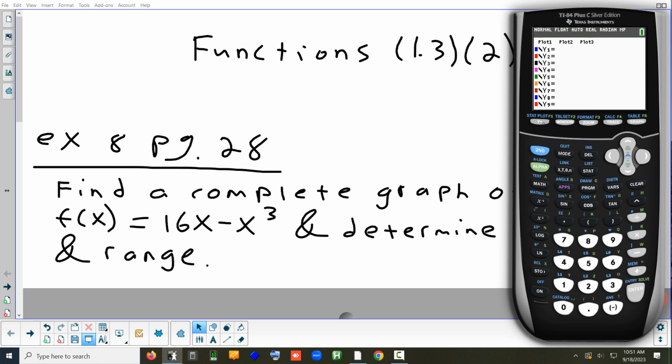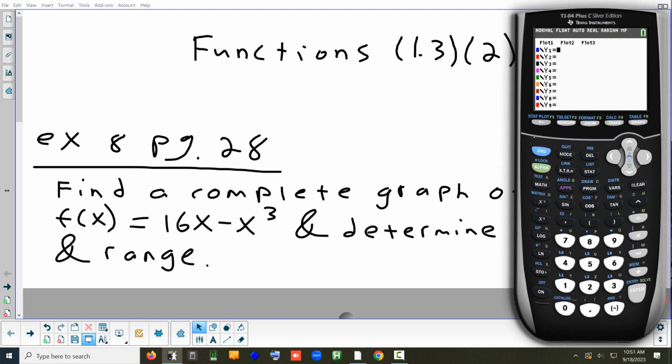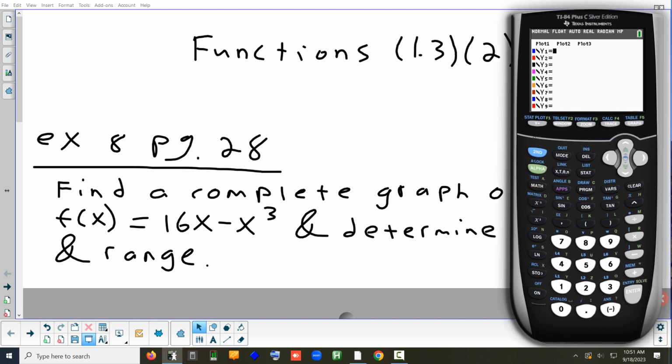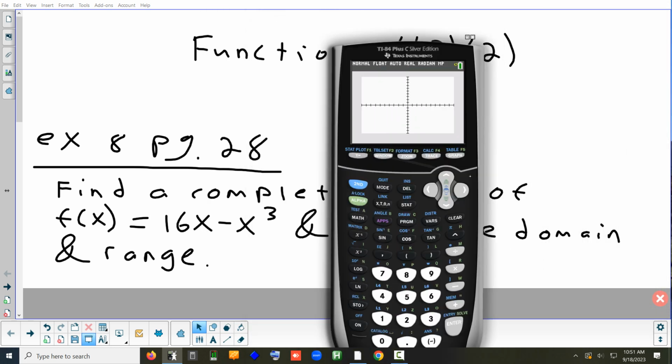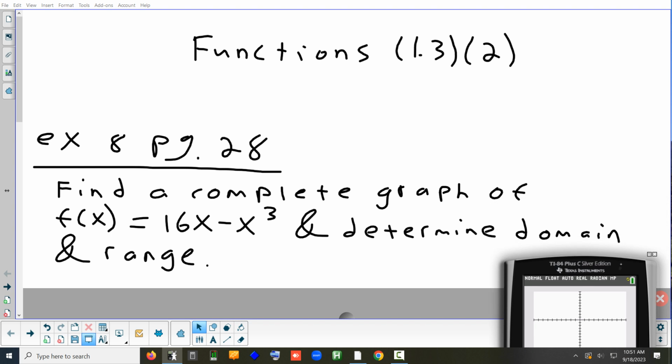So find a complete graph. Remember, that means to find a window where the graph shows everything that's kind of important about the graph. So I'm going to type in 16x minus x cubed and press graph. So if I can put that here.